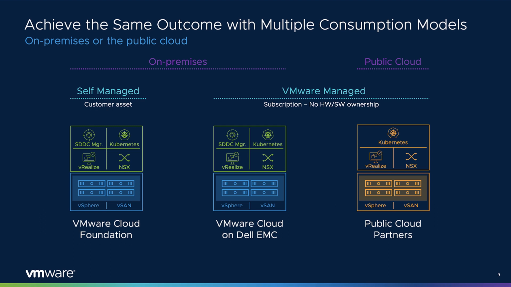This is an all-inclusive service that is jointly owned and operated by VMware and a hardware partner that eliminates hardware or software asset ownership. Or a customer might like the elasticity of extending their environment by using a public cloud partner. Public cloud partners include VMware Cloud on AWS, Azure VMware Solutions, Google Cloud VMware Solutions, IBM VMware Solutions, and VMware Cloud Provider partners.